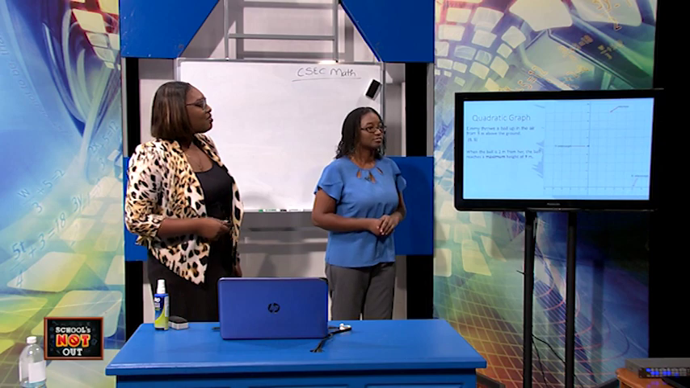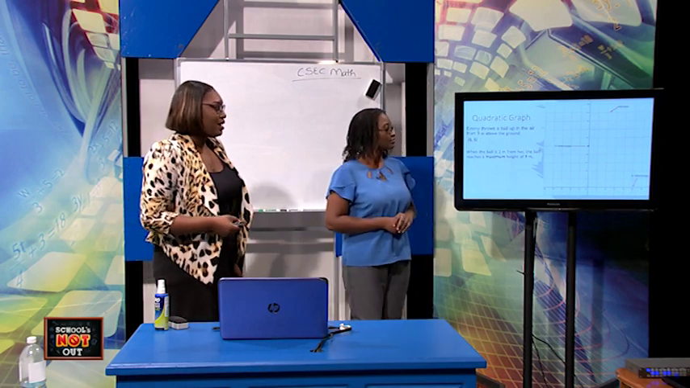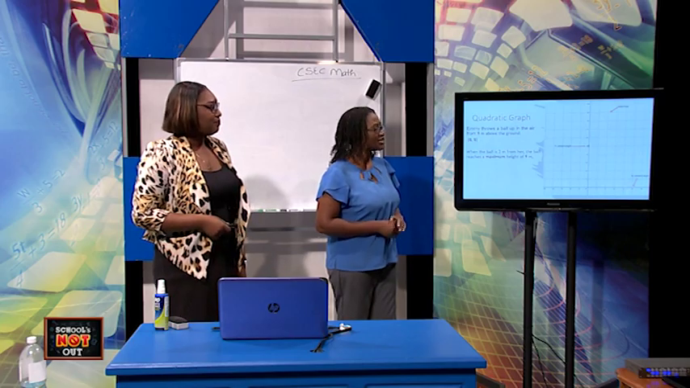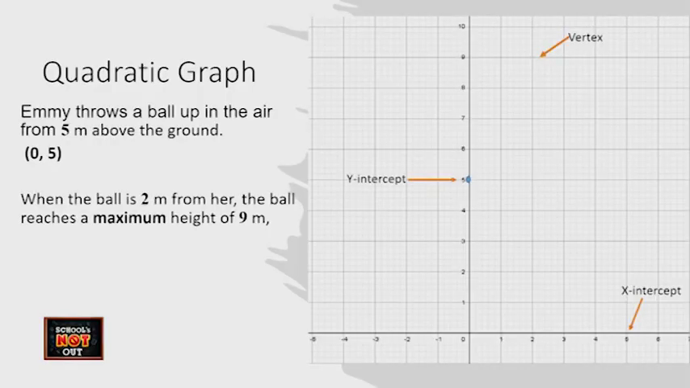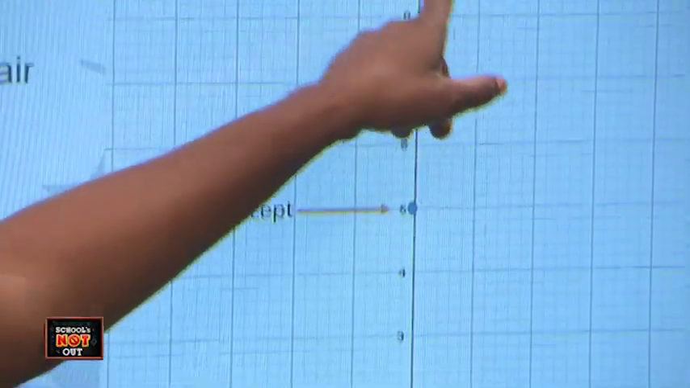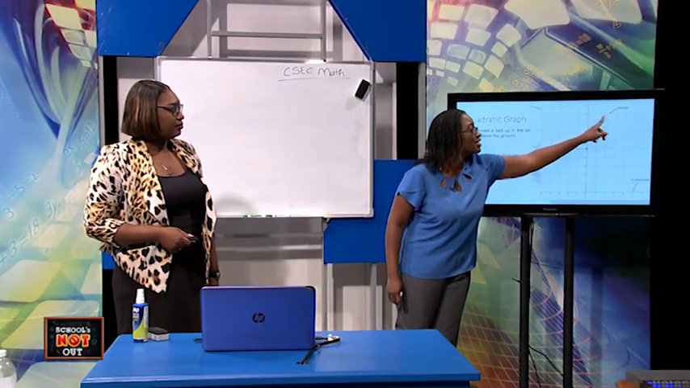Now, when the ball is 2 meters from her, the ball reaches a maximum height of 9 meters. So Brittany, based on that, I'm seeing here that if she started where X is 0 and it's now 2 meters away from her, we're now at X being equal to 2. Yes. And a maximum height of 9 meters. And so based on that, I'm seeing a coordinate of 2, 9. All right, so that is also correct. So there we have our vertex.